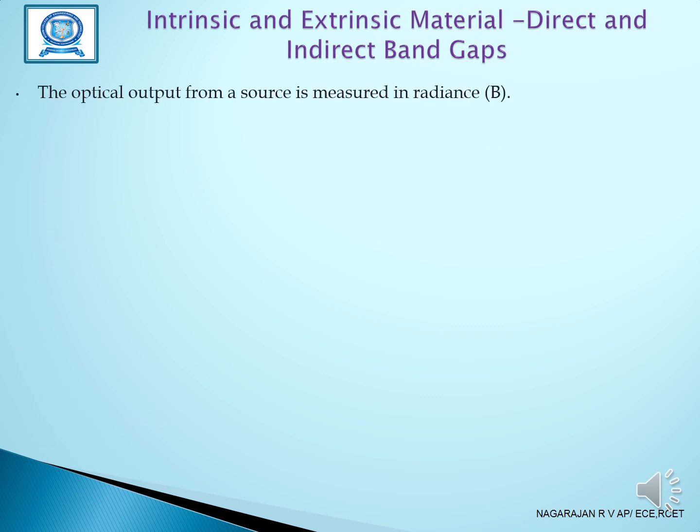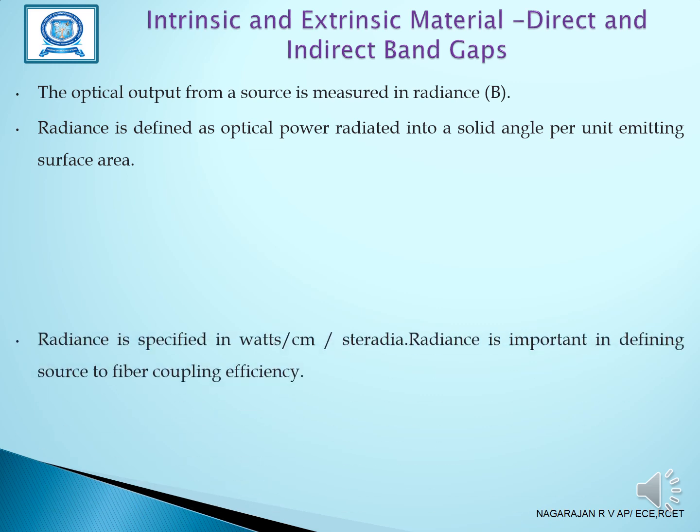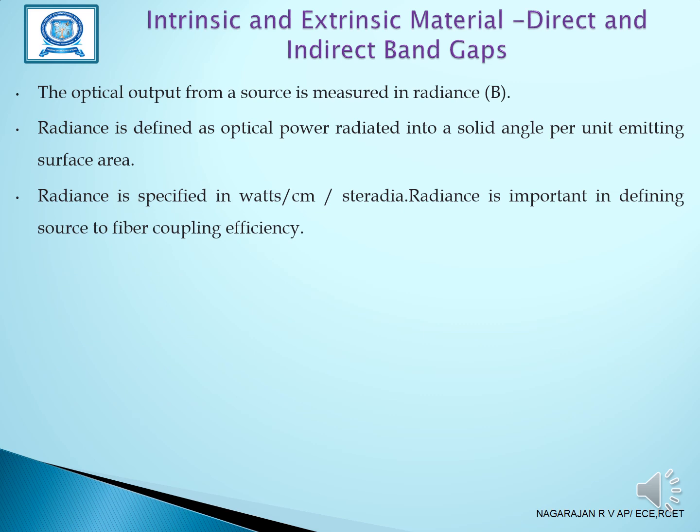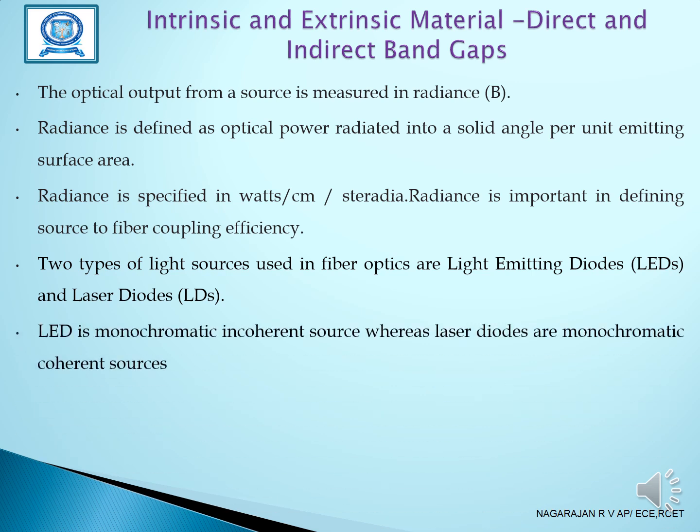So the optical output from a source is measured in radiance. Radiance is defined as the optical power radiated in the solid angle per unit emitting surface area. Radiance is specified in watts per centimeter squared steradian. Radiance is important in defining source to fiber coupling efficiency. Two types of light sources used in fiber optics are light emitting diodes and laser diodes. LED is a monochromatic incoherent source, whereas laser diodes are monochromatic coherent sources.